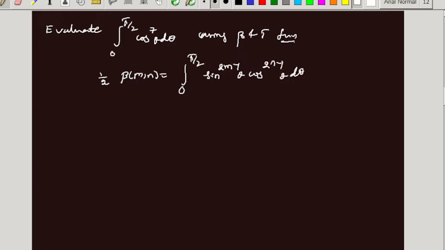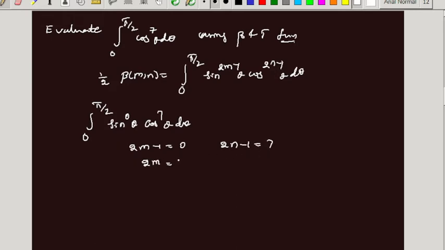Remember this one. And here, sine power is there, we do not have sine here, we must modify this one. We can write it as sine power 0 theta into cos power 7 theta into d theta. So here 2m minus 1 is 0, 2n minus 1 is 7. So here we can modify, we can write it as 2m equal to 1, m is 1 by 2. Similarly here 2n is 7 plus 1, 8, n is 8 by 2, 4.